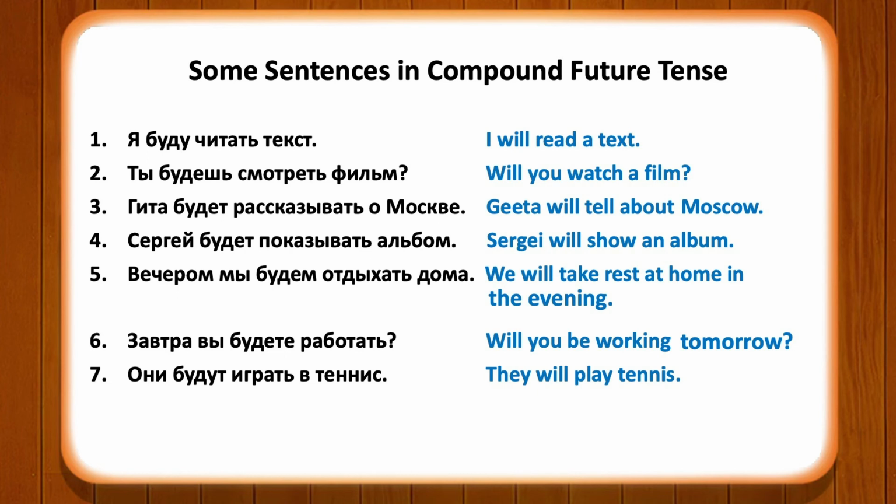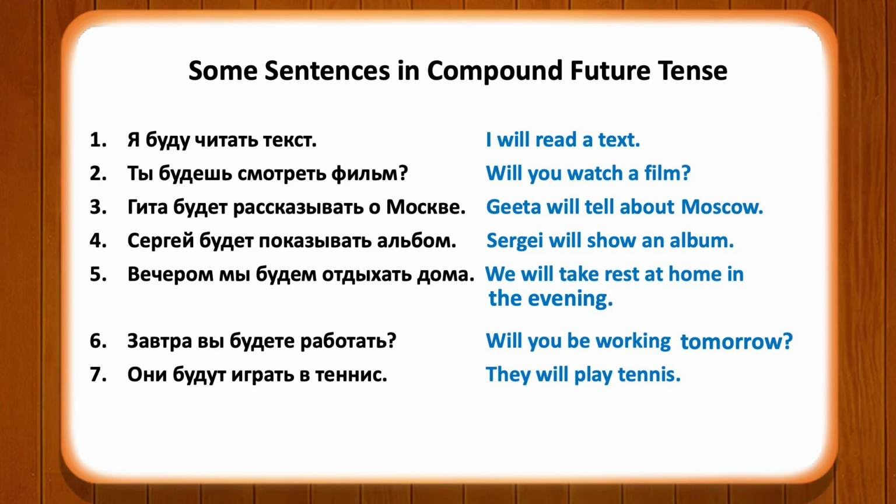In the next sentence, the verb used is отдыхать. Отдыхать means to take rest. Отдыхать in future tense form will be used along with the auxiliary verb быть, the conjugated form of the verb быть, followed by this verb отдыхать in infinitive form. So in the next sentence, вечером мы будем отдыхать дома. It means that in the evening we will be taking rest or we will be relaxing at home. Дома means at home. Вечером мы будем отдыхать дома.